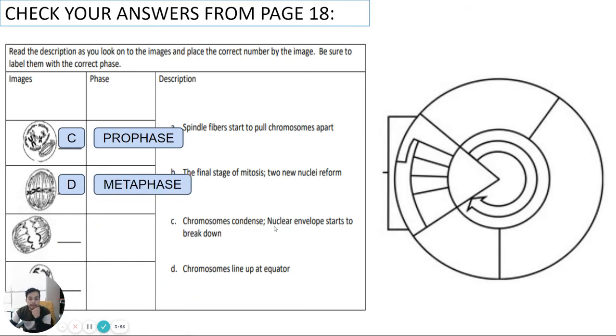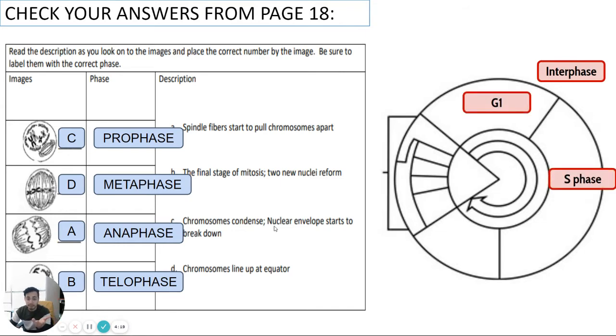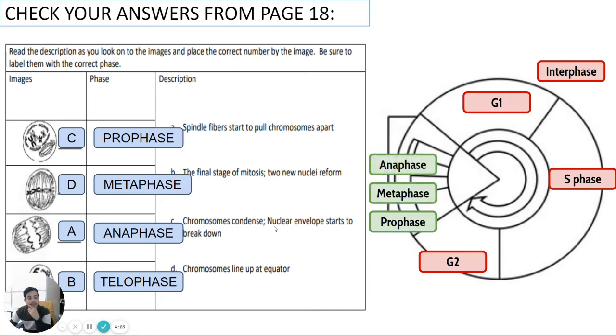Okay, next one is A, spindle fibers start to pull the chromosomes apart, and last one for mitosis is B, telophase, because that's the final stage. That's when you have two nuclei form. Okay, and if you just want to check to see if you have all the right places, this whole part is interphase: G1, S phase, which is DNA replication, one of the most important ones, G2, and then when we start into mitosis, prophase, metaphase, anaphase, telophase, and the very last phase, cytokinesis. So just make sure to check that.